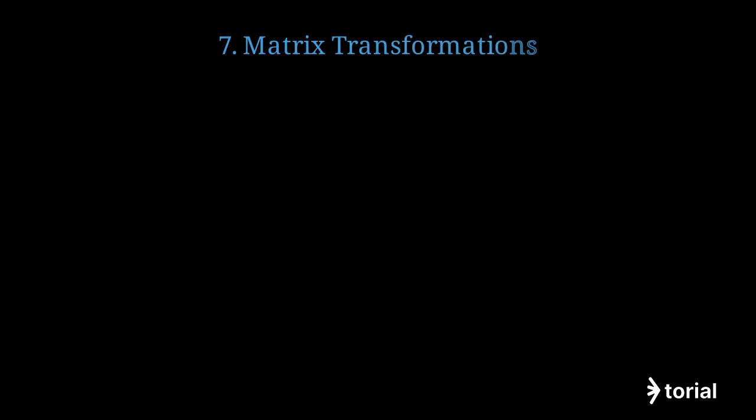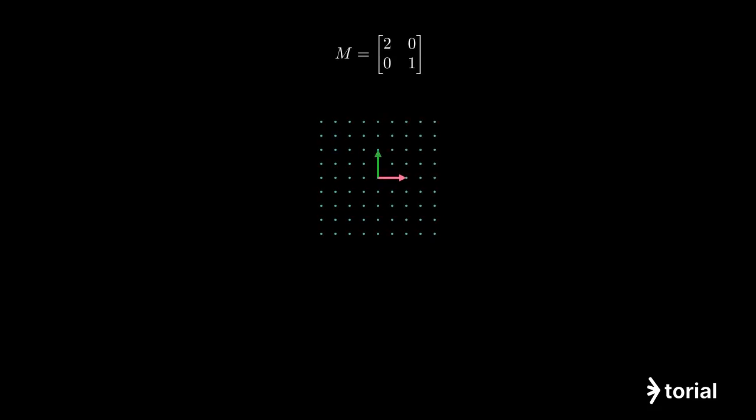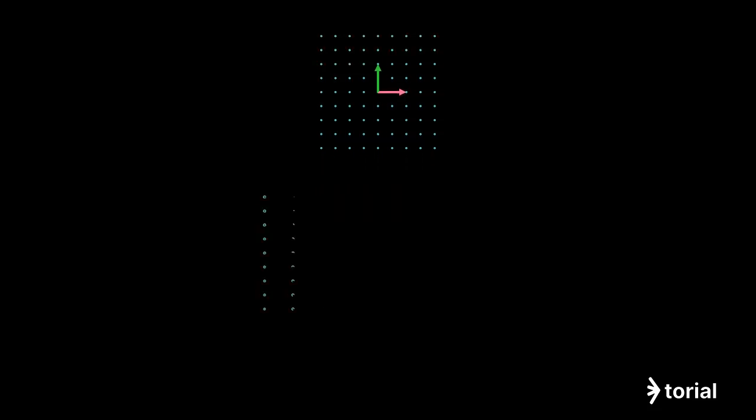Matrix operations represent geometric transformations that become clear through animation. Consider this transformation matrix that scales the x direction by 2. We start with a grid of points and the standard basis vectors. The transformation stretches the entire space horizontally by a factor of 2, while leaving vertical distances unchanged.